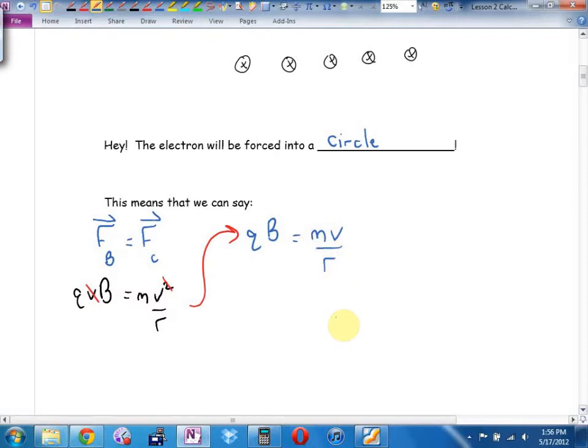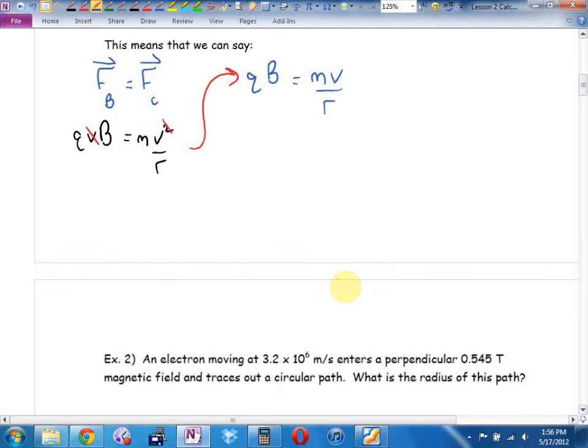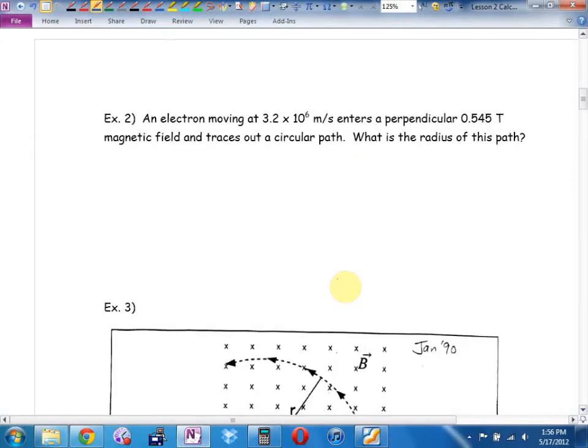Whatever. The point being here, Jessica, if I know any 1, 2, 3, 4 of these, I can find the fifth one. This allows us to start to figure out either masses of really light particles or charges on really light particles, like this. An electron moving at 3.2 times 10 to the 6th meters per second enters a perpendicular 0.545 Tesla magnetic field and traces out a circular path. What's its radius?